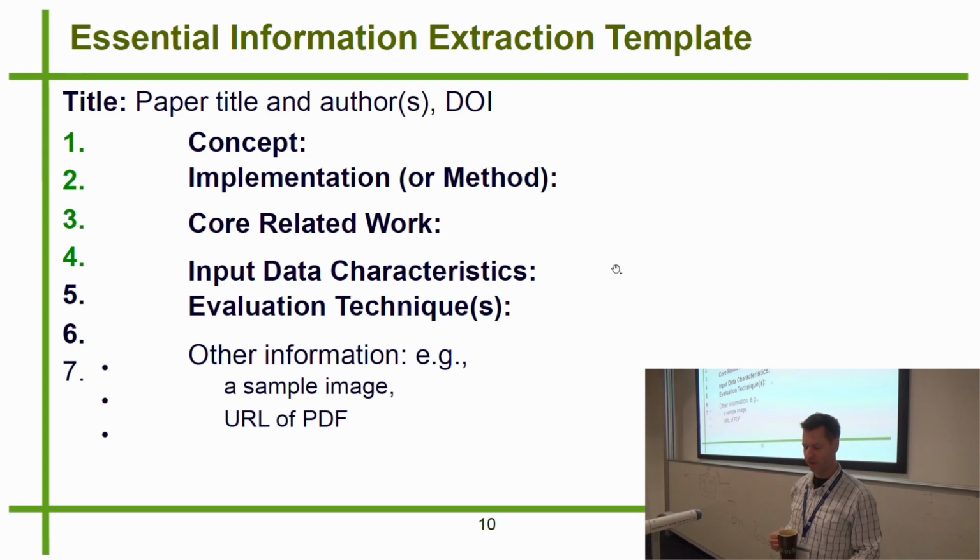We're also going to look at evaluation techniques and maybe other information that you think is essential. For example, a sample image from the paper is always nice to have, one little image that is your favorite image from the paper that might help you jog your memory. And then, of course, the URL to the PDF, for example, might be a good thing to have there. The citation information. So that's a template you can use. That's also in coursework 1.